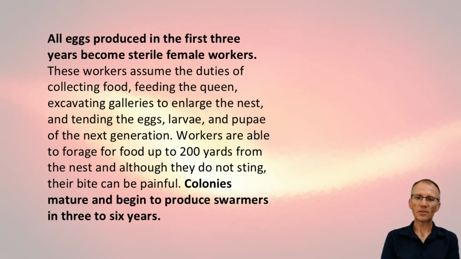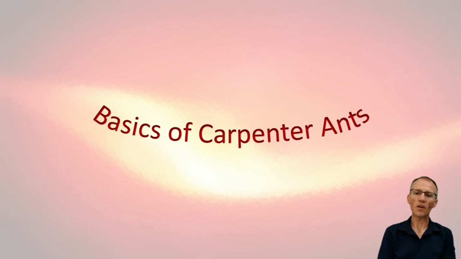All eggs produced in the first 3 years become sterile female workers. These workers assume the duties of collecting food, feeding the queen, excavating galleries to enlarge the nest, and tending the eggs, larvae, and pupa of the next generation. Workers are able to forage for food up to 200 yards from the nest, and although they do not sting, their bite can be painful. Colonies mature and begin to produce swarmers in 3 to 6 years. Let's talk about the basics of carpenter ants.